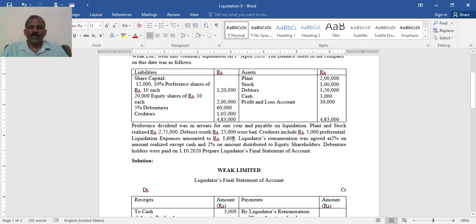Liquidation expenses 1,600. Liquidator's remuneration was agreed at 2% on assets realized, taken as assets realized except cash, and 2% on amount distributed to equity shareholders. Debenture holders are paid on 1st October 2020. The balance sheet is as of April 1st, so April, May, June, July, August, September, 6 months' interest has to be included and paid together with the debenture amount. Prepare liquidator's final statement of account.